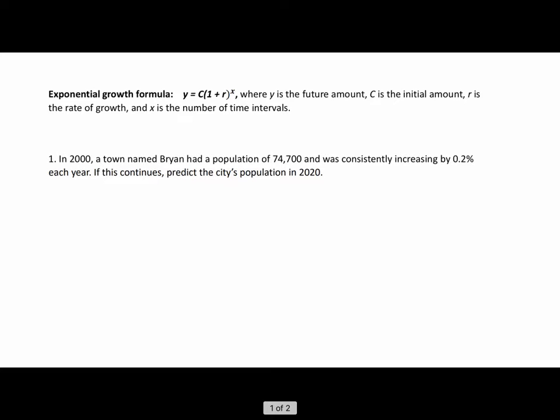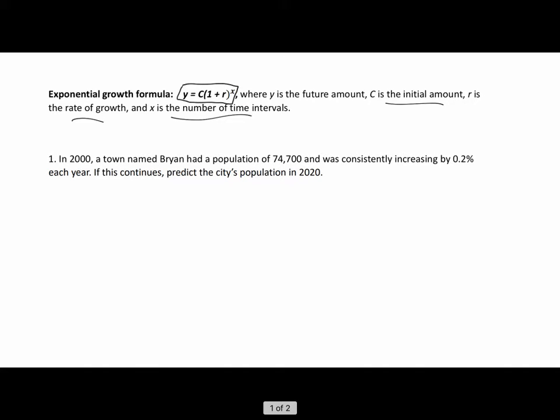The formula for exponential growth can be modeled by this equation here. So y, the future amount, is equal to c, the initial amount, times the quantity 1 plus the rate of growth, raised to the number of time intervals. We'll use this for example 1.